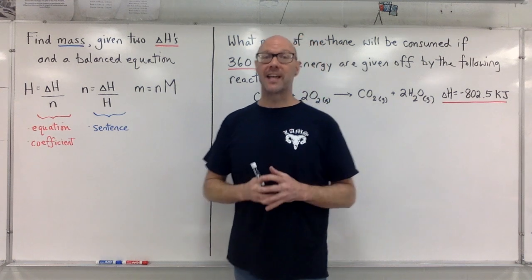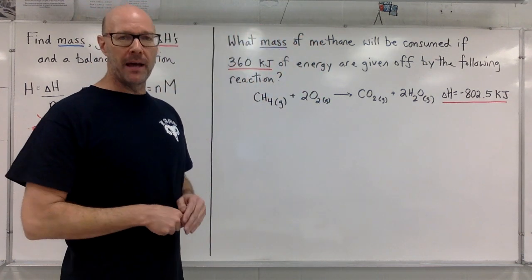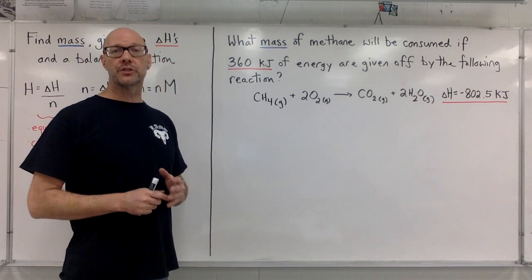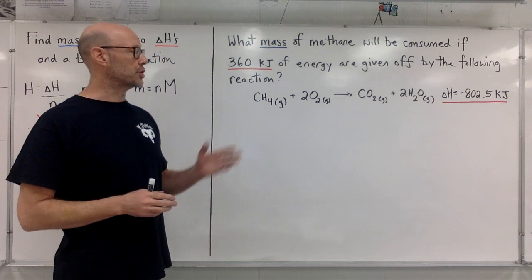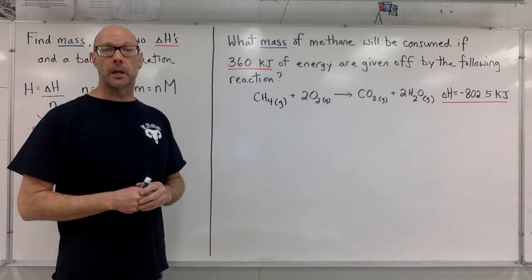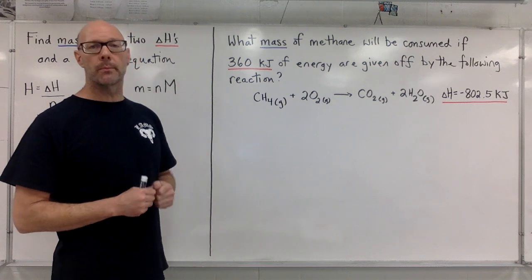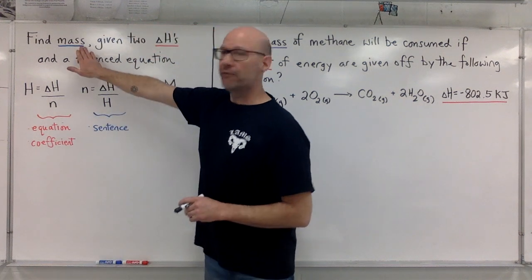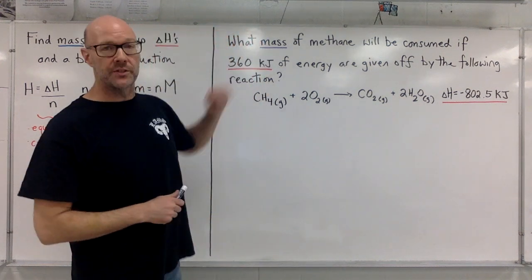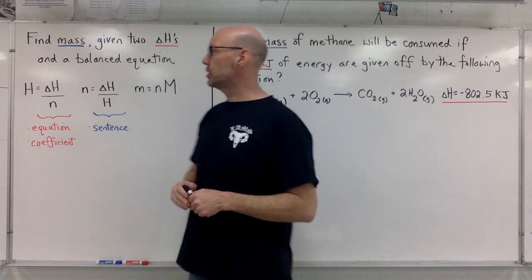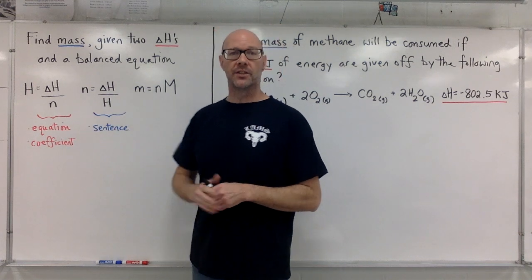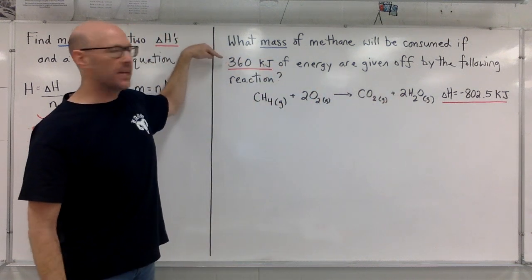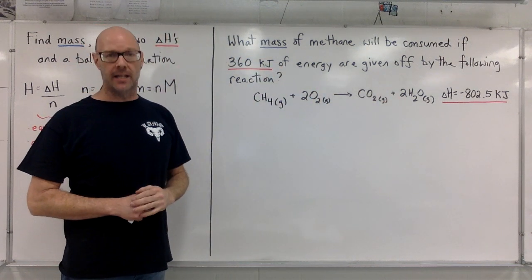Let's connect this example. What mass of methane will be consumed if 360 kilojoules of energy are given off by the following reaction? We have methane undergoing combustion, reacting with oxygen to make carbon dioxide and water vapor, and there's the delta H. Let's notice we're going to find mass. What is the mass? And there's two delta H's, one in the equation and one in the sentence. Here's a delta H connected to the equation, and in the sentence up here is a second delta H.